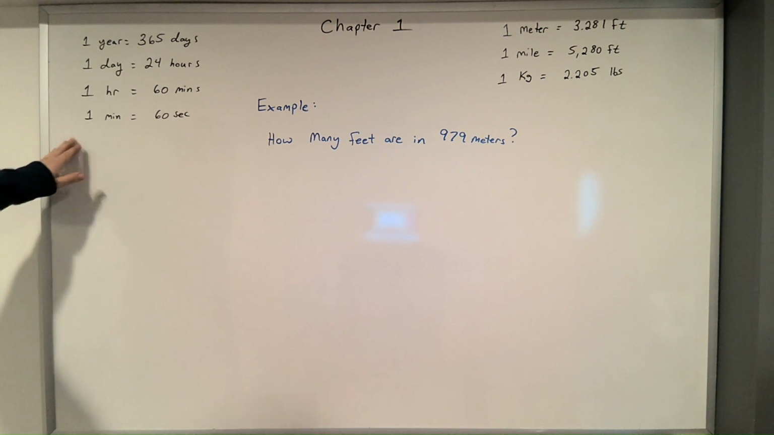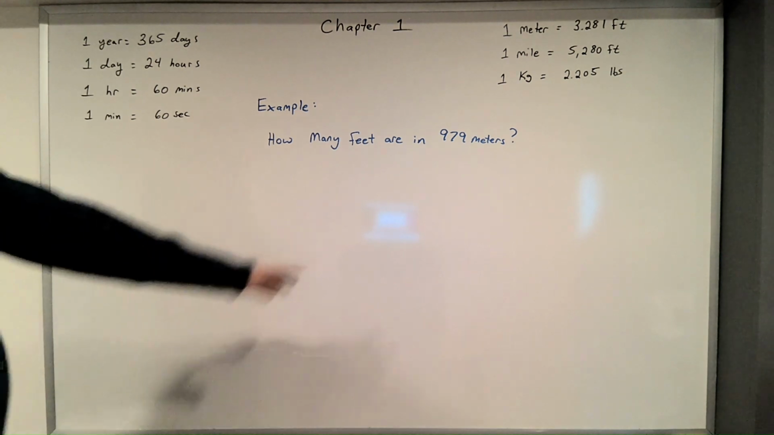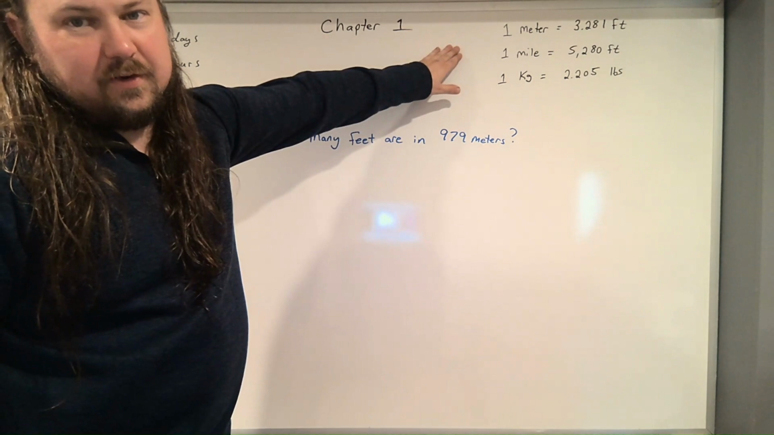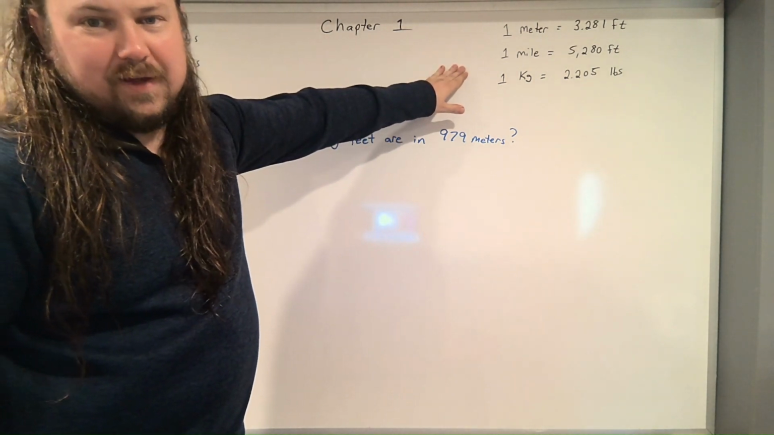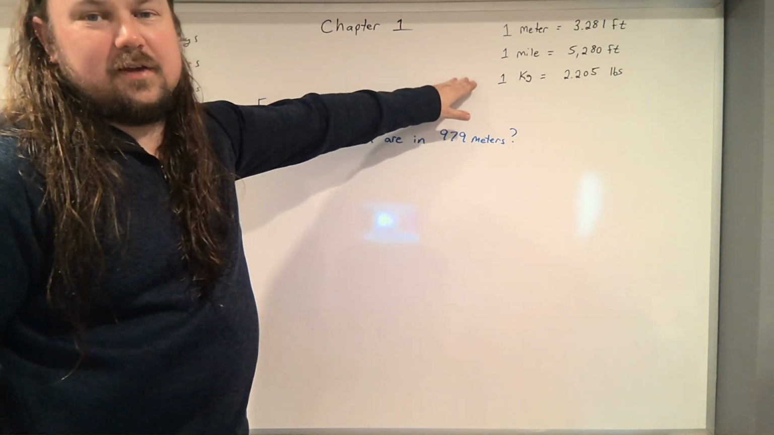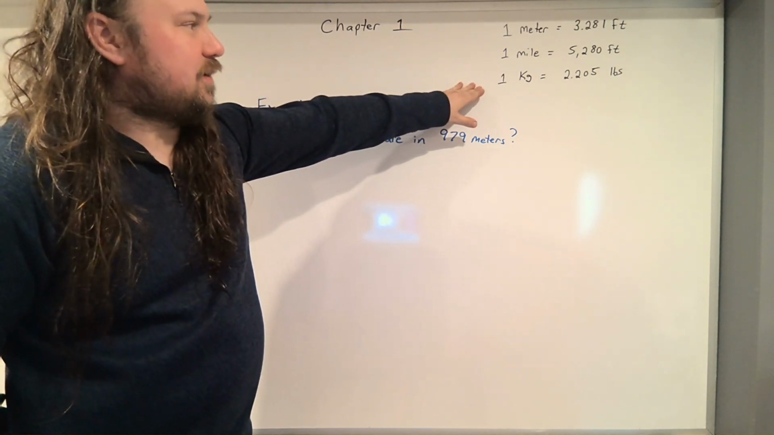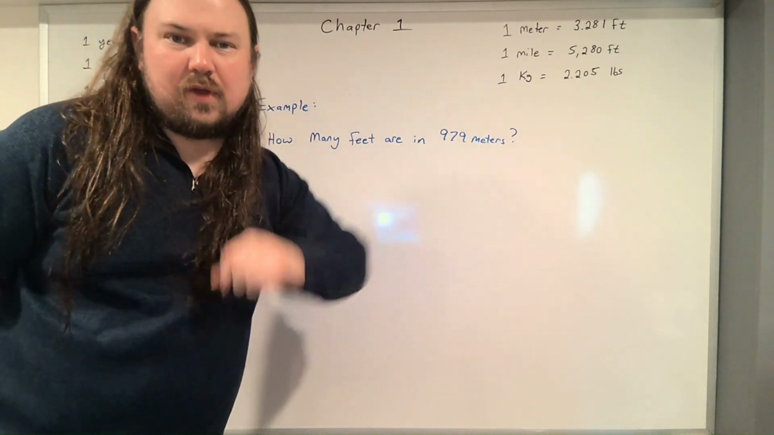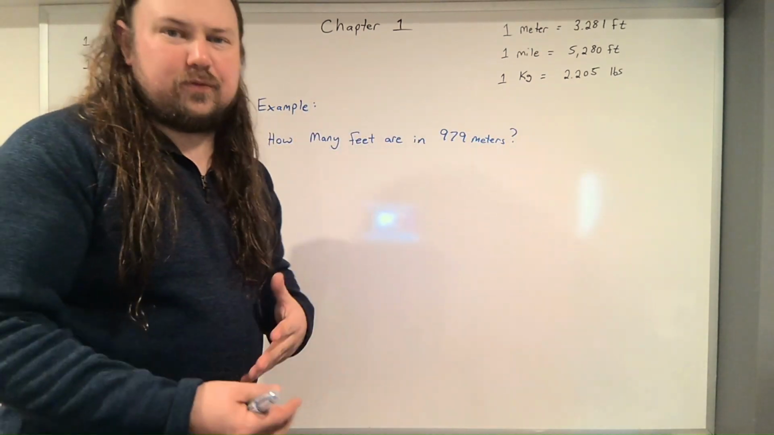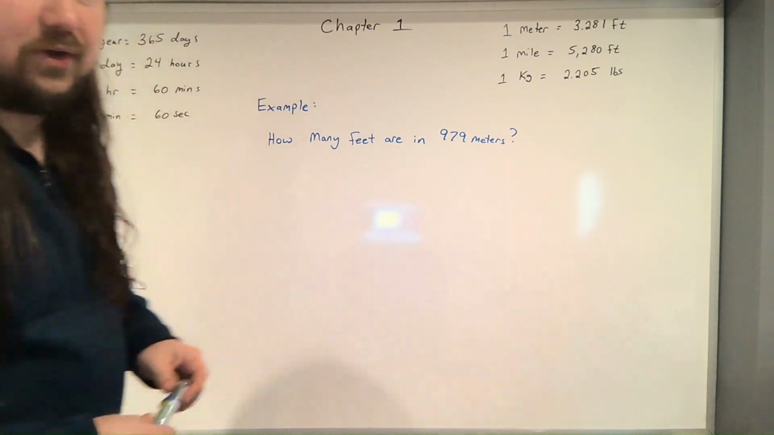Some of the ones that you might not be familiar with are on the other side. Here we have 1 meter equal to 3.281 feet. A mile equal to 5,280 feet. And 1 kilogram is the same as 2.205 pounds. Okay, so we're going to start off with an easy question, and then I'll do a few more that get a little bit more complicated as we go.